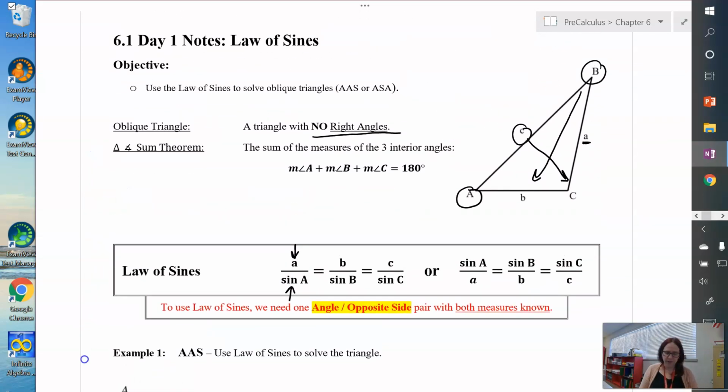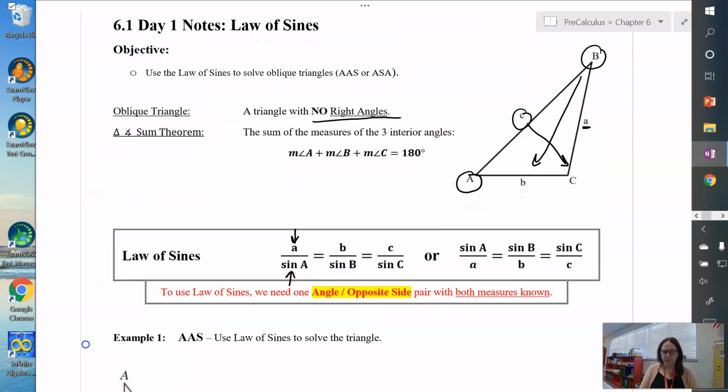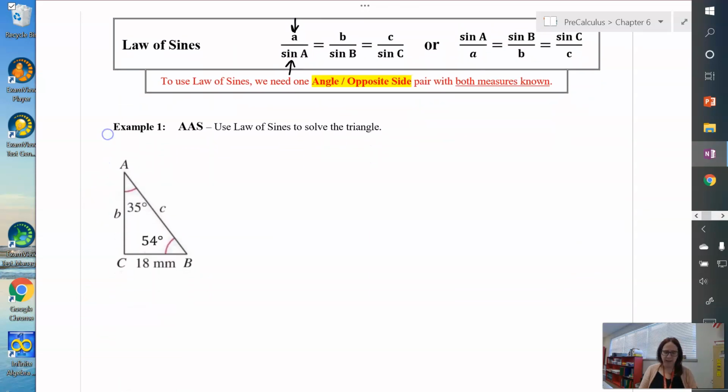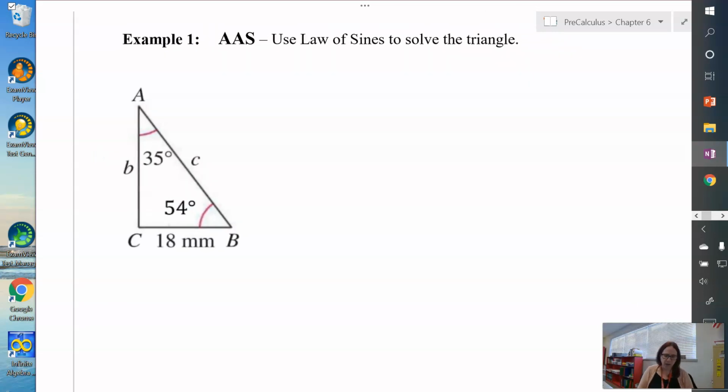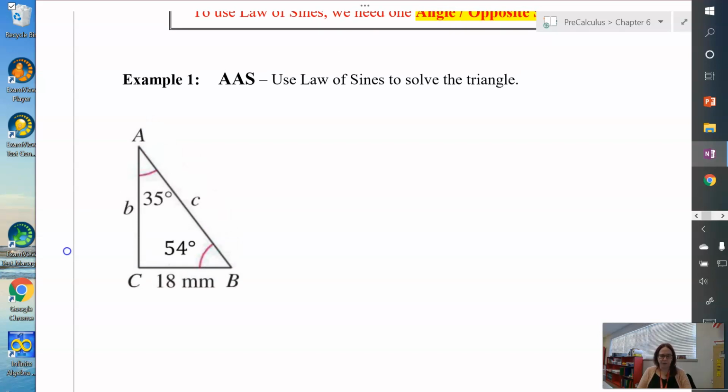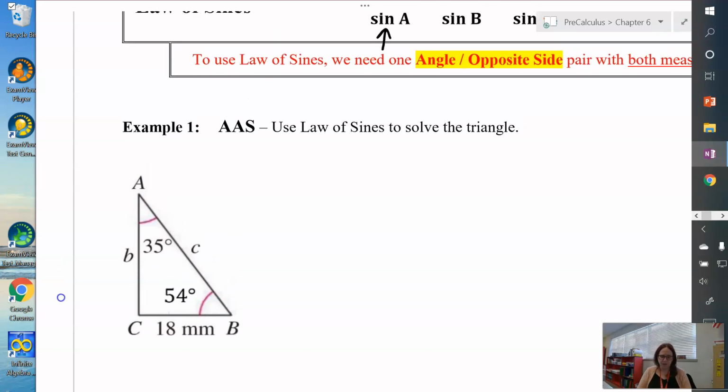Now there's a couple of kinds of triangles that we're going to use today, and the first one is AAS, and that refers to angle, angle, side. It means that you know two angles and a side. So look at this triangle here. We know angle A is 35 degrees, angle B is 54 degrees. This is not a right triangle, so we can't assume that angle C is 90, but we can solve for this.